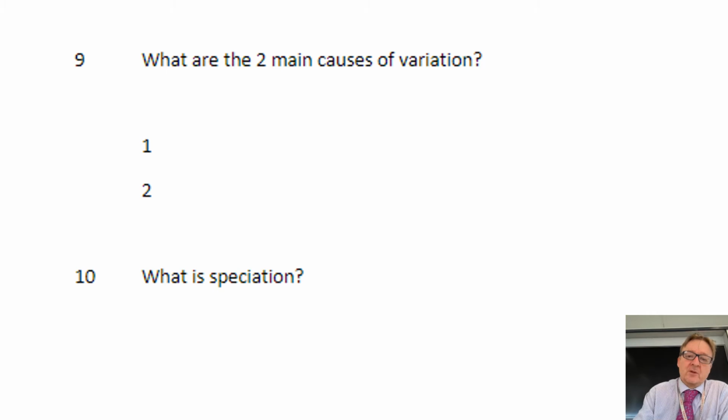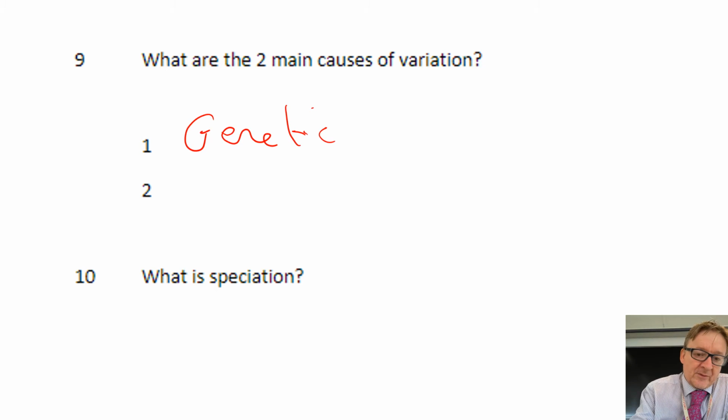Question number 9. What are the two main causes of variation? We've got genetic, and then we've got environmental.